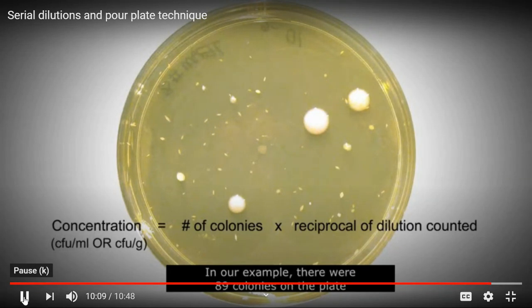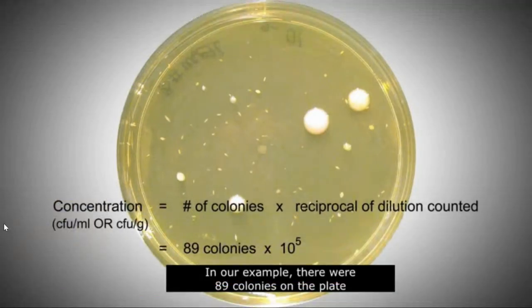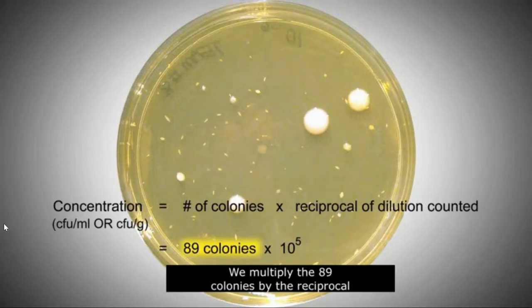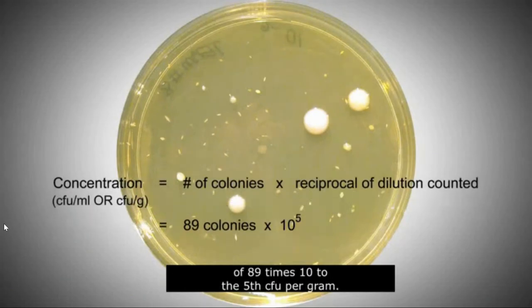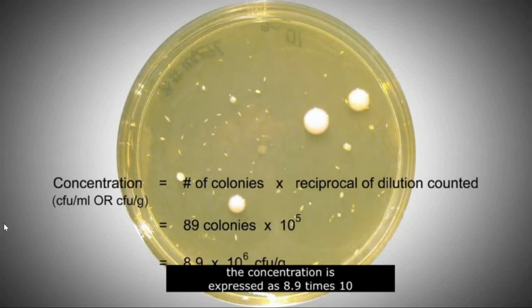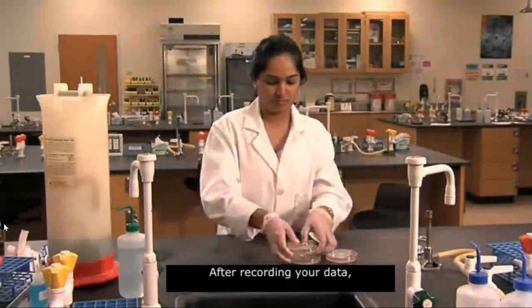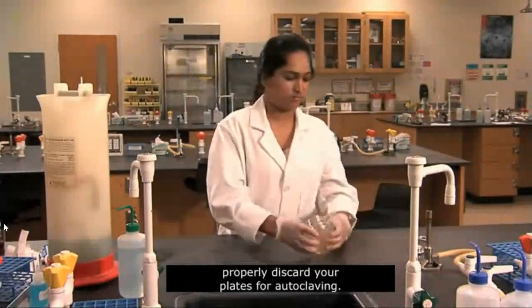In our example, there were 89 colonies on the plate, with a dilution of 10 to the negative 5. We multiply the 89 colonies by the reciprocal of that dilution, 10 to the 5th, to achieve a result of 89 times 10 to the 5th CFU per gram. Simplified to two significant figures, the concentration is expressed as 8.9 times 10 to the 6th CFU per gram. After recording your data, properly discard your plates for autoclaving.